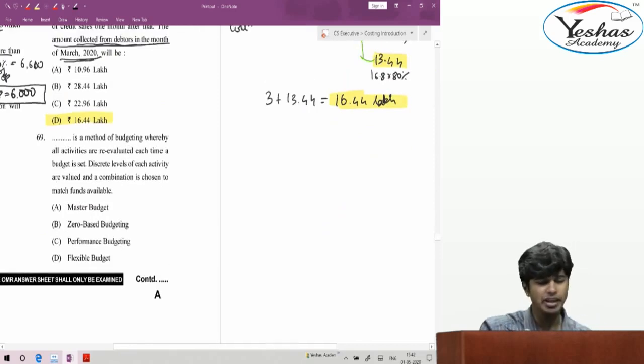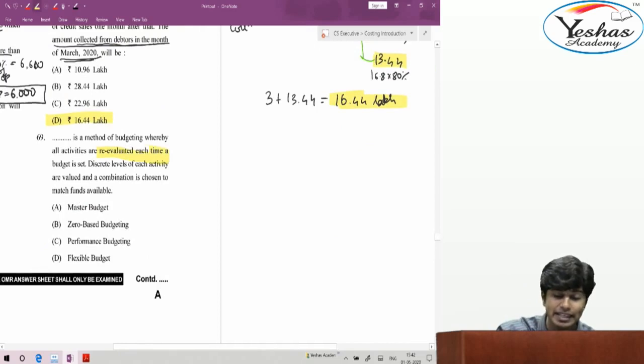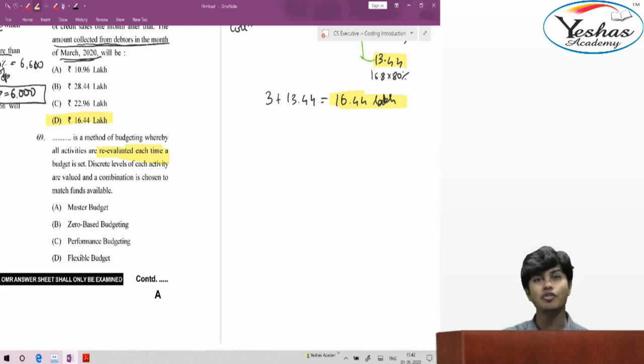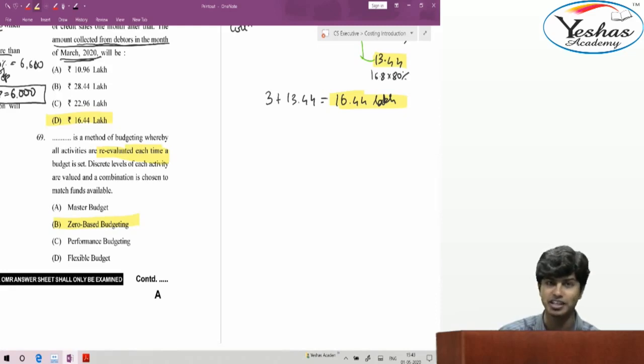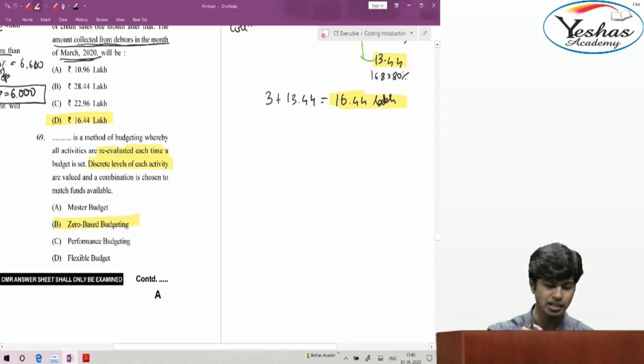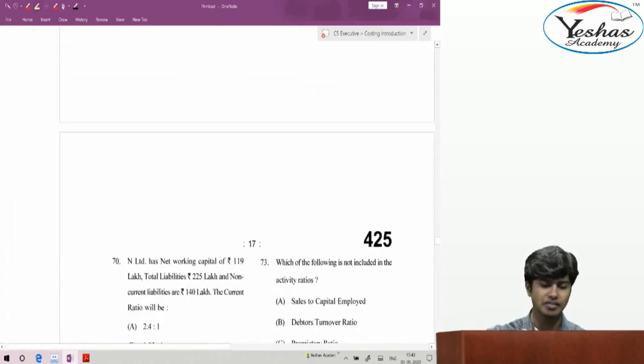Dash is a budget whereby all activities are re-evaluated each time. You remember Jimmy Carter, the US president, once told this, saying that we need to re-evaluate the budget every time without giving reference to what has happened in the past. So that is zero-based budgeting. We in fact discussed this as part of one of our MCQs in our class. Zero-based budgeting is where we don't give any reference to past and we substantiate every rupee that we're going to spend now. So zero-based budgeting is the answer for re-evaluated budget that we do at discrete levels of each activity. Done?